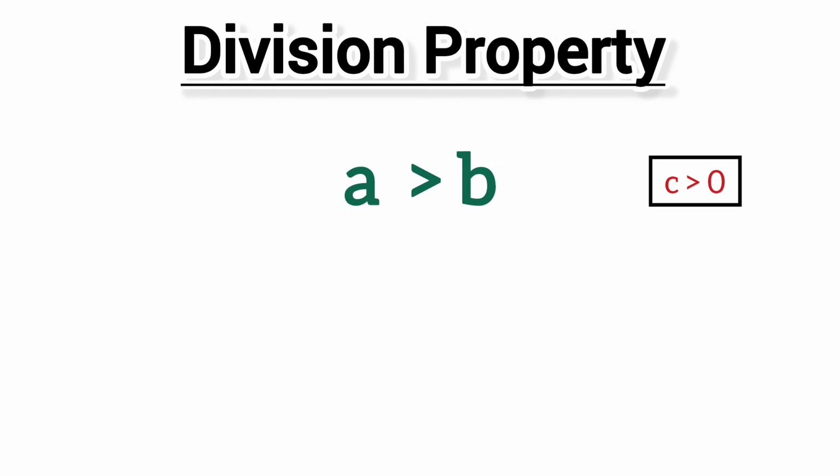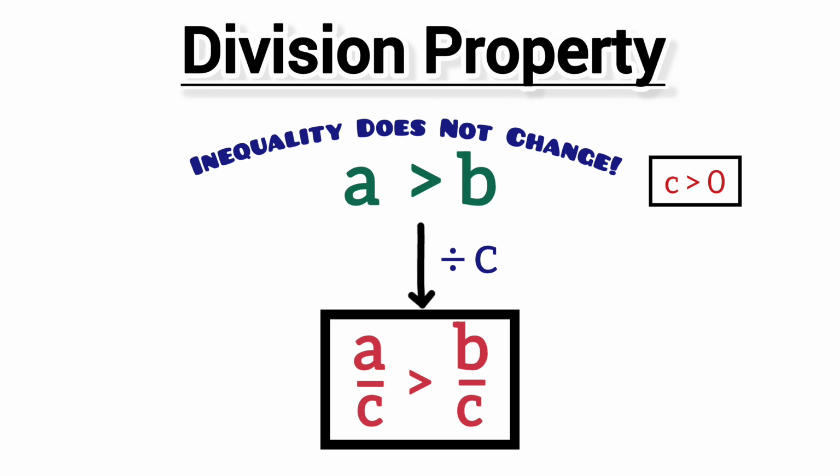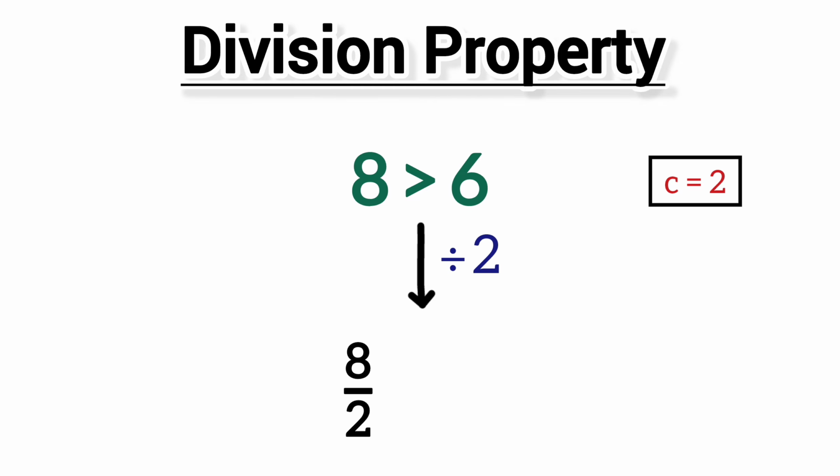If we divide both sides by a positive number, the inequality does not change. So if A is greater than B, A by C remains greater than B by C. Like 8 is greater than 6, taking C as 2, 8 by 2, 4, is greater than 6 by 2, 3.